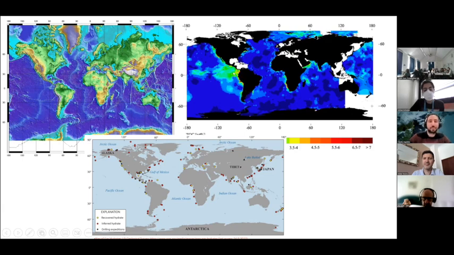And then at some point, it can form gas hydrates in the sediment. So that's the link between these three maps.